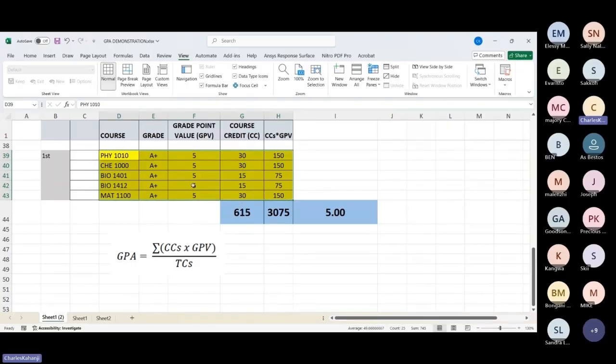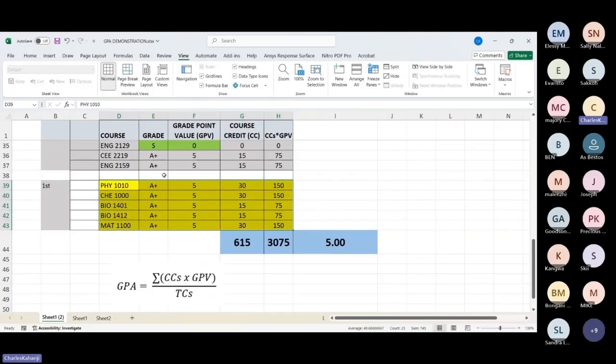So what I'm saying is, just take note of the GPV column. For first year, you've got physics all the way up to mathematics. So if you had an A, the GPV is 5. Then you've got the column with the course credit. Like I said, your physics was a full course, so it's given a 30. Chemistry was a full course, it's given a 30. The 2 biologies are half courses, so one was given 15, the other one was given 15.